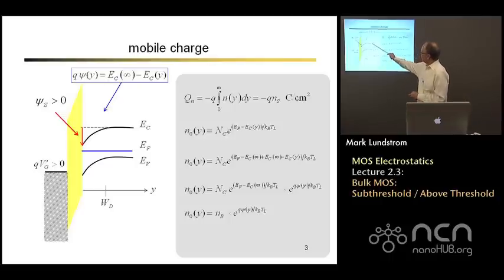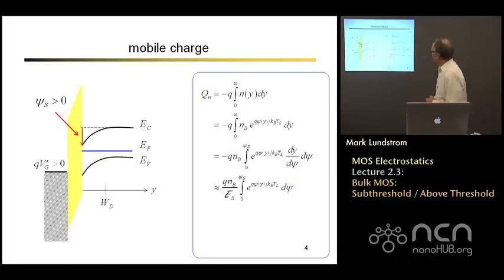The electron density in the bulk is n_i squared over N_A. That's what I call n_B. And then as we pull the bands down and bring the Fermi level closer and closer to the conduction band, or bring the conduction band closer and closer to the Fermi level, actually, the electron density just increases exponentially. Okay. So that's the mobile charge that we're after.